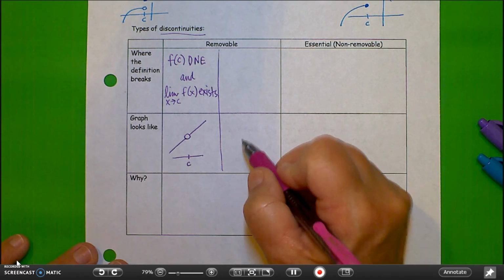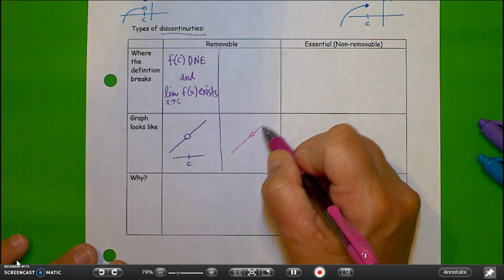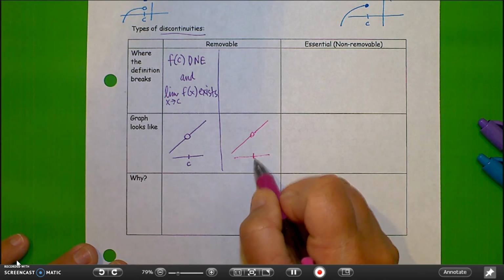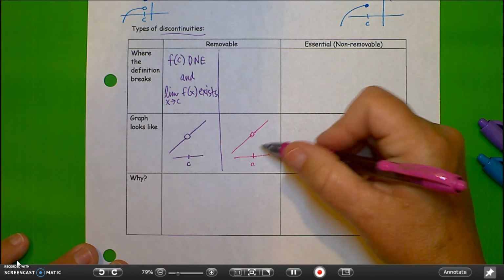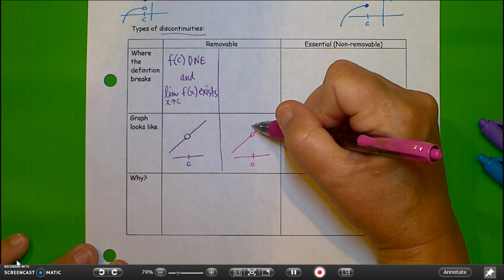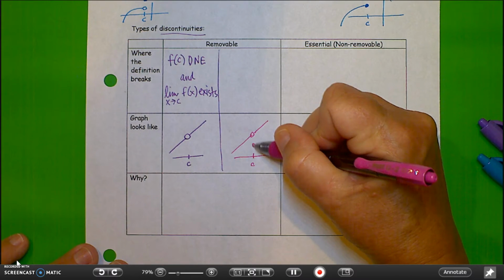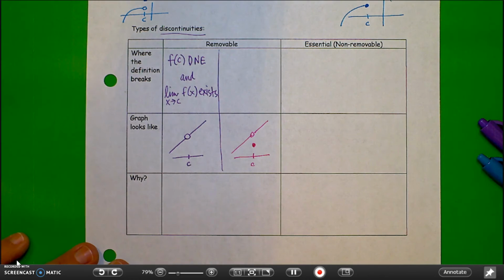Another situation, another very similar one with the hole. Let's say that we have that, but it's a piecewise function, and also there's a place in the piecewise function where they have defined that value.